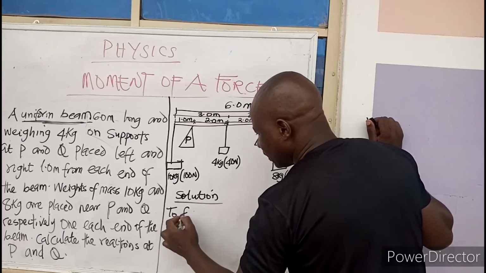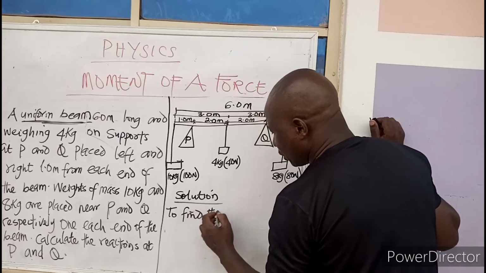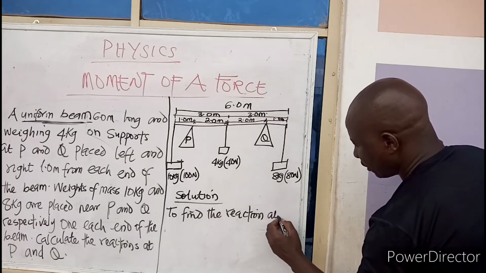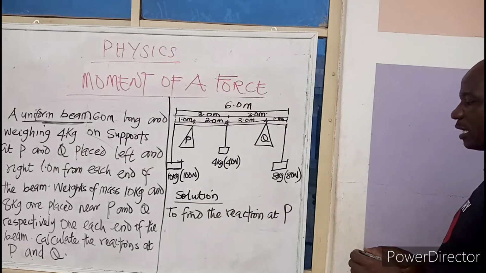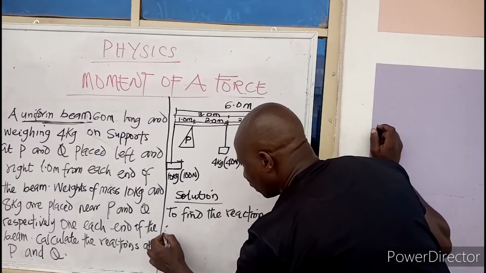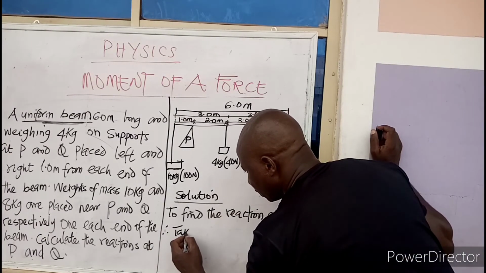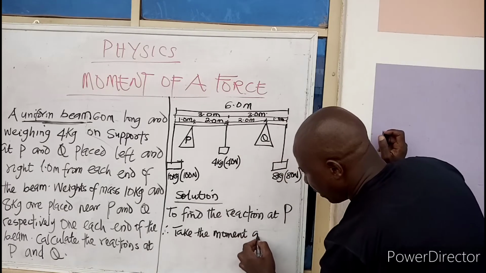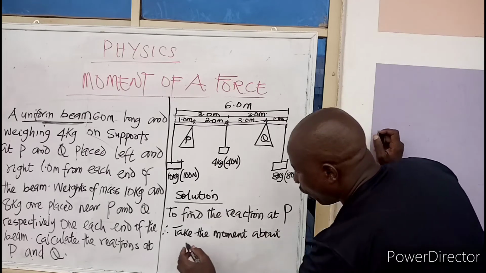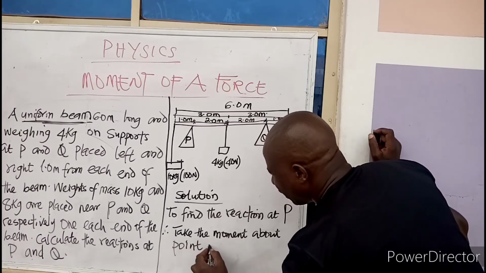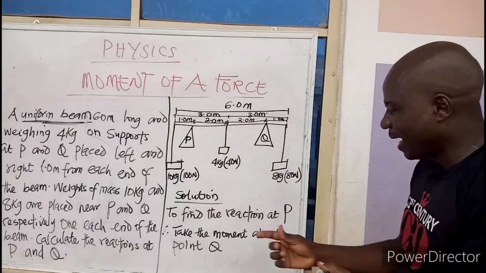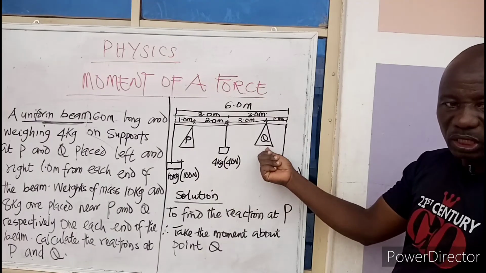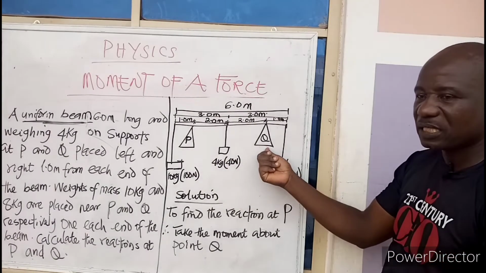To find the reaction at P, therefore, take the moment about point what? Point Q. If you want to find the reaction at P, you take the moment at Q. Is that understood? You take the moment at Q.